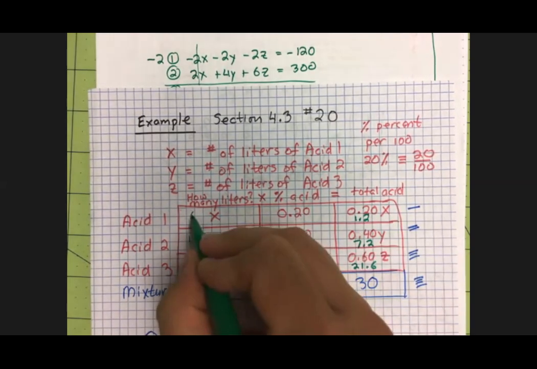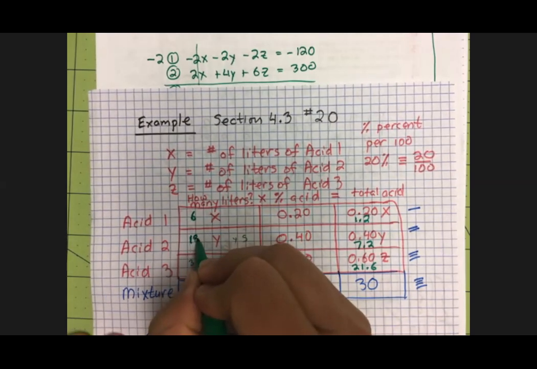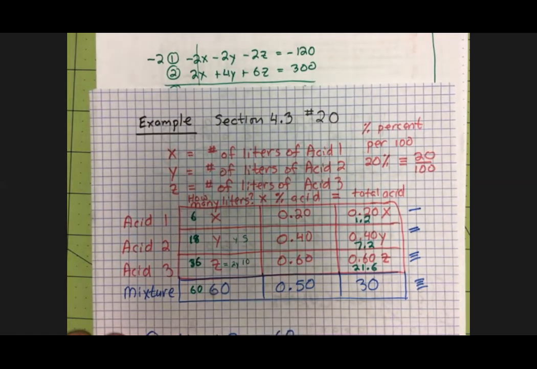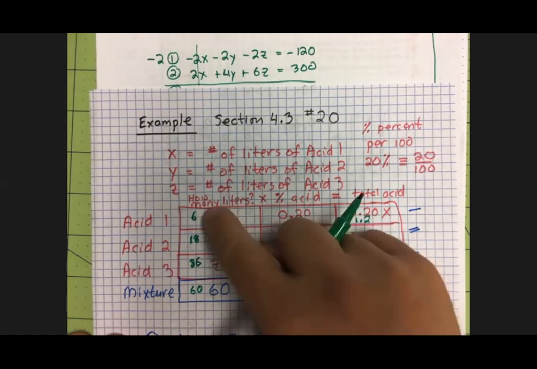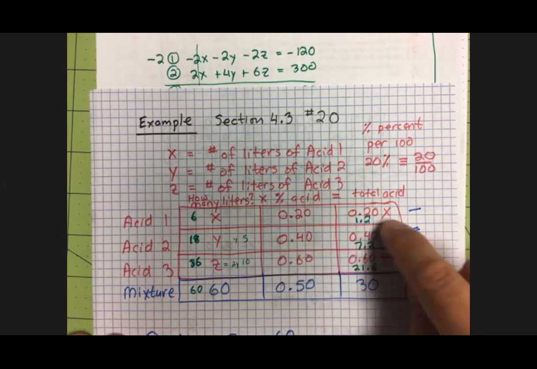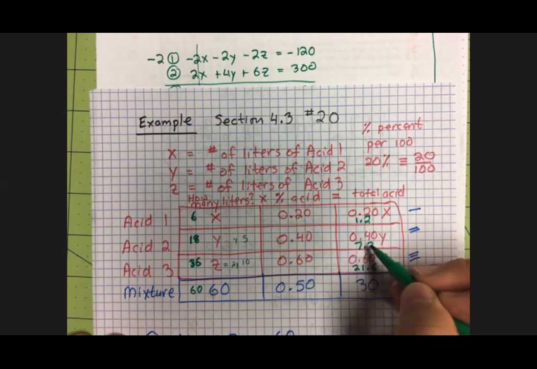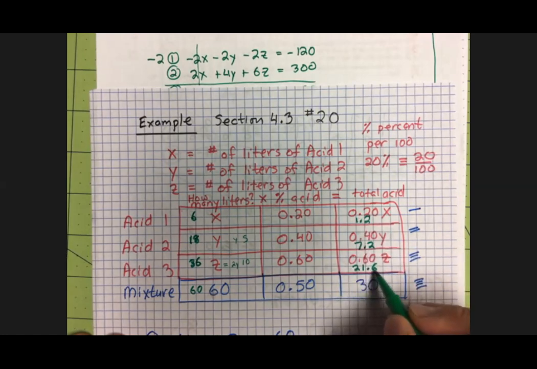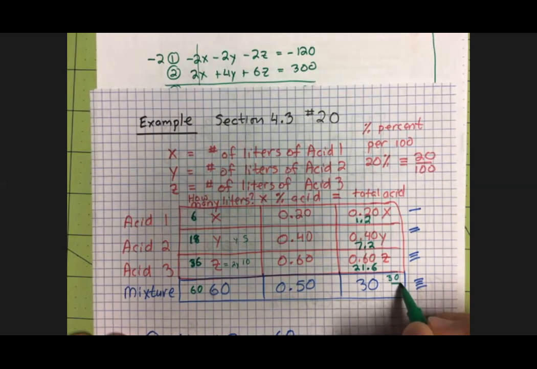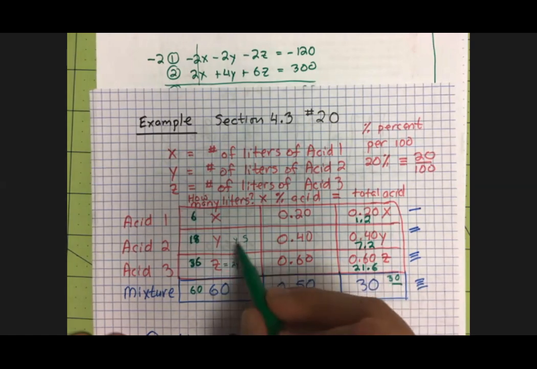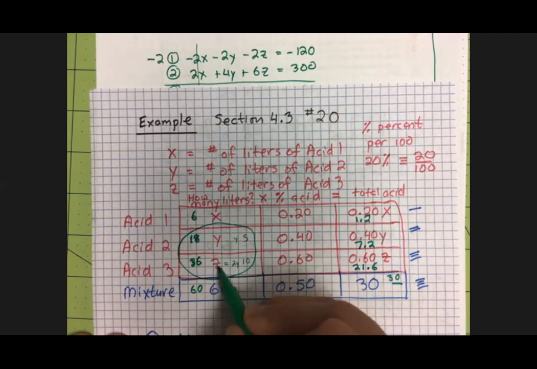If I add 6 and 18 and 36, it's time for the safety check. Is that 60? Yes. 24 plus 36 is 60. Now let's add the acid column. If I have 1.2 and 7.2, that's 8.4. And 8.4 plus 21.6, is that 30? Yes. What's the last check? The last check is, did I use twice as much of this stuff as that stuff? The answer is yes.